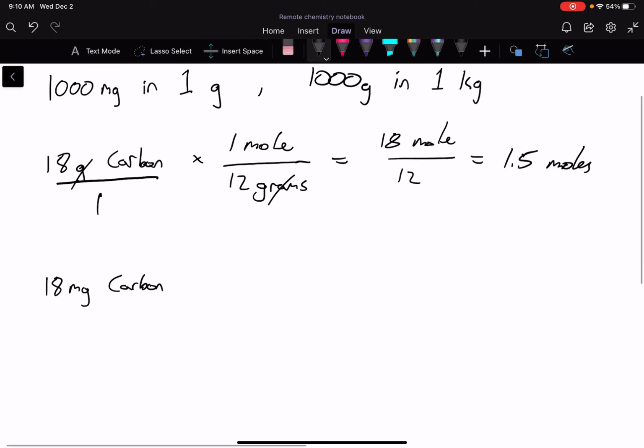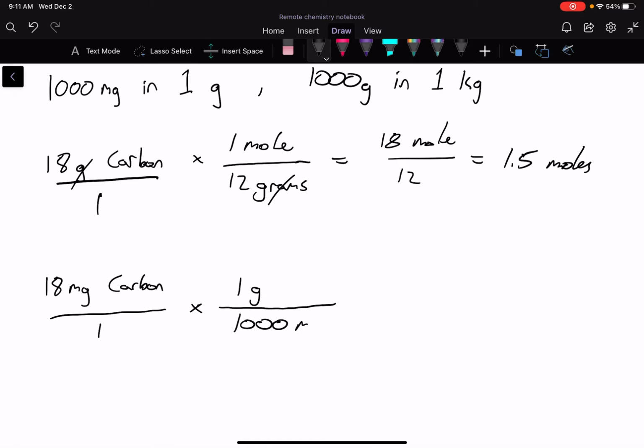So what you can start off by doing is just put this over 1. And so we want to convert the milligrams into grams first, because that's what we're used to dealing with. So what I'm going to do is, because I want to cancel out milligrams in the numerator, I'm going to write milligrams in the denominator. And I know in 1 gram, there are 1,000 milligrams. So that will essentially cancel out milligrams.